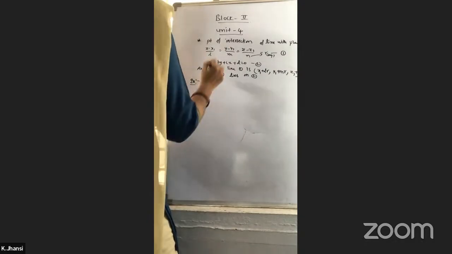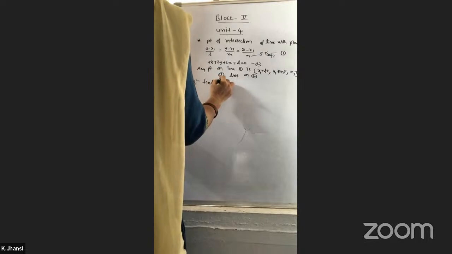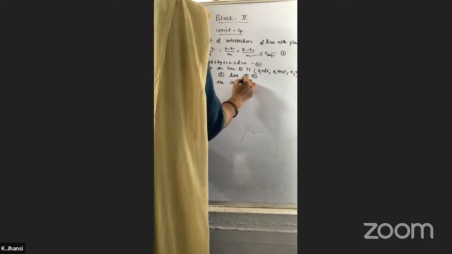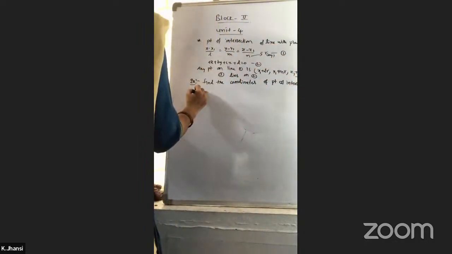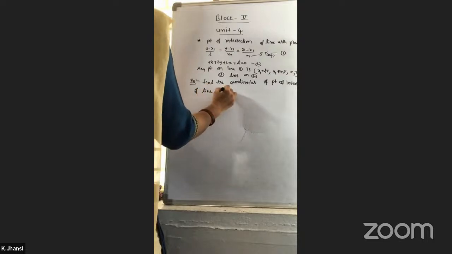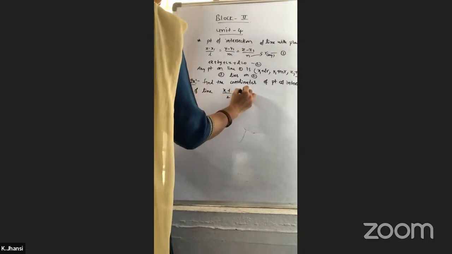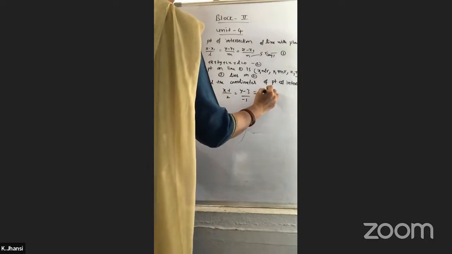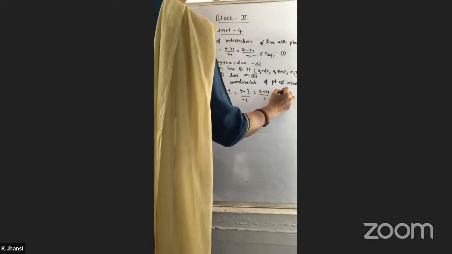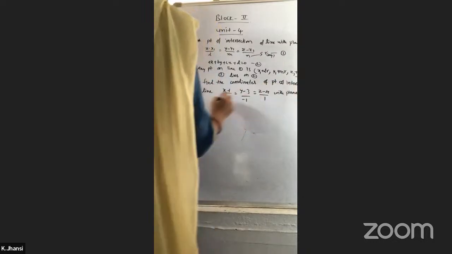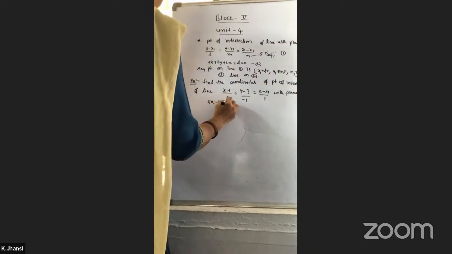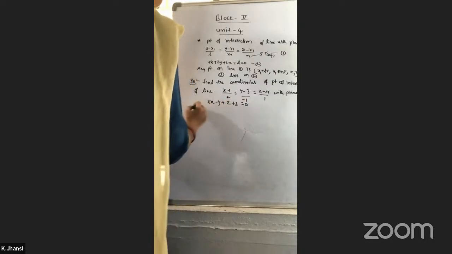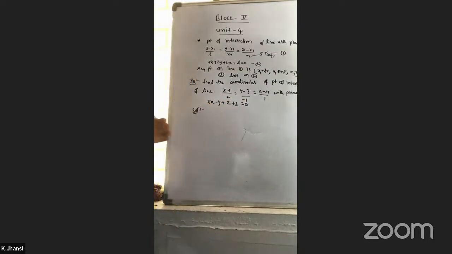Example you can take. Find the coordinates of the point of intersection of the line (x minus 1) by 2 equals (y minus 3) by minus 1 equals (z minus 4) by 1 with the plane 2x minus y plus z plus 3 equals 0. Okay.